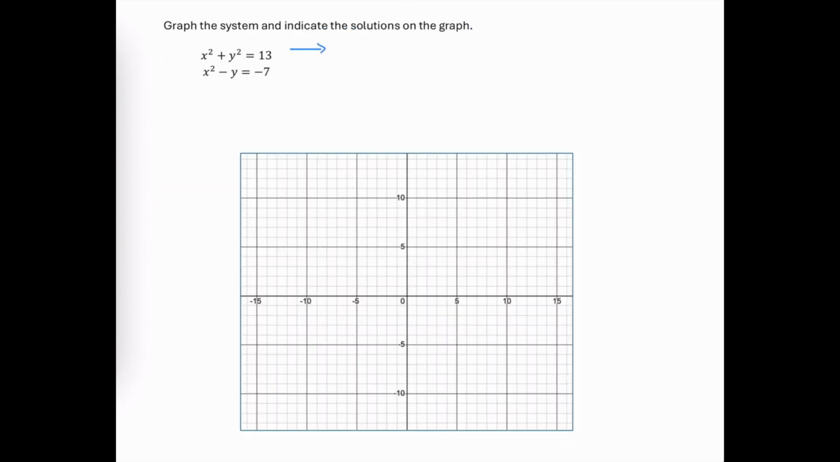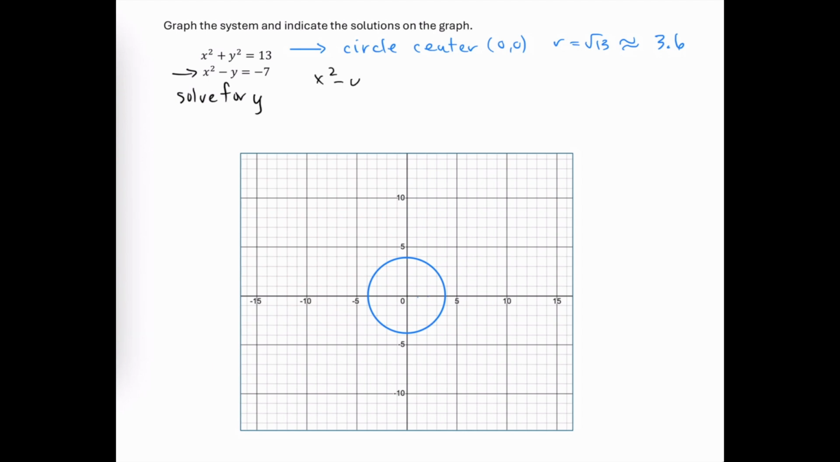The graph of this first equation is a circle that's centered at the origin with the radius that's radical 13. And the square root of 13 is approximately equal to 3.6, so we have a circle that looks something like this. To graph the second equation, let's solve it for y. So we have x squared minus y is equal to -7. Let's subtract x squared from both sides to get -y is equal to -x squared minus 7, and then divide both sides by -1 to get that y is equal to x squared plus 7.